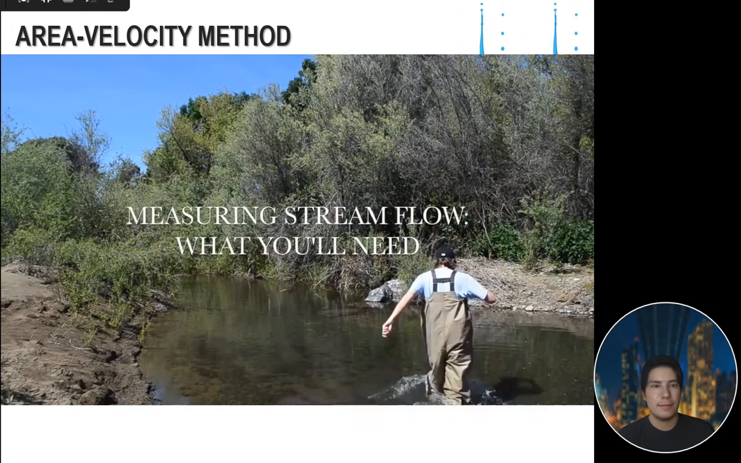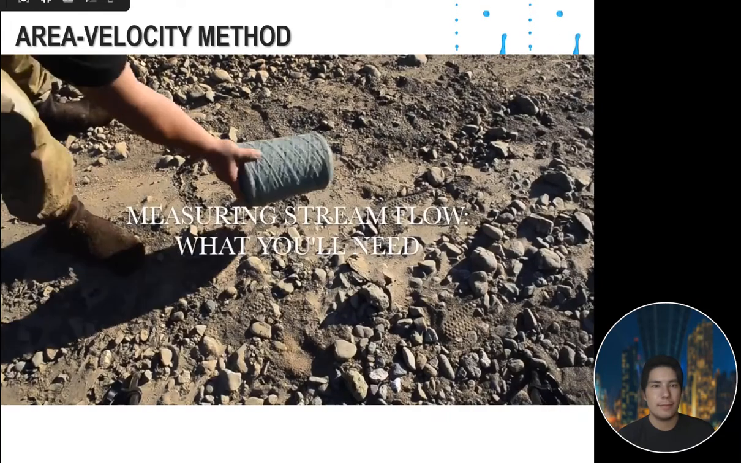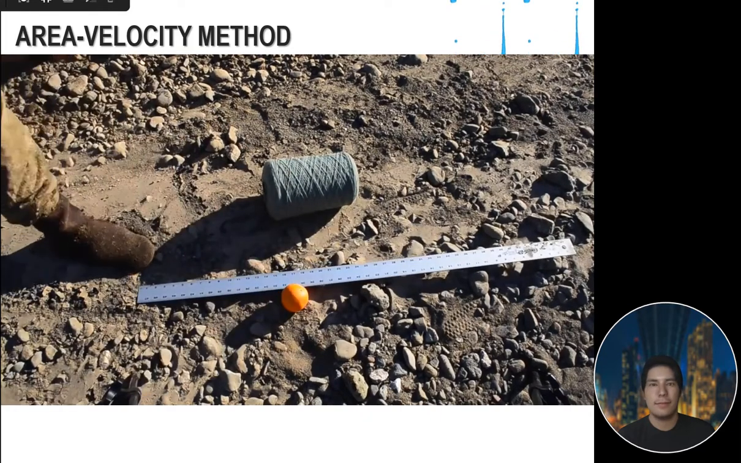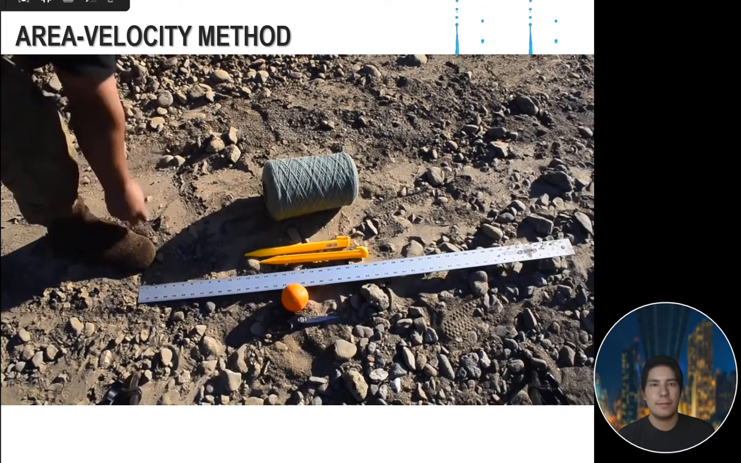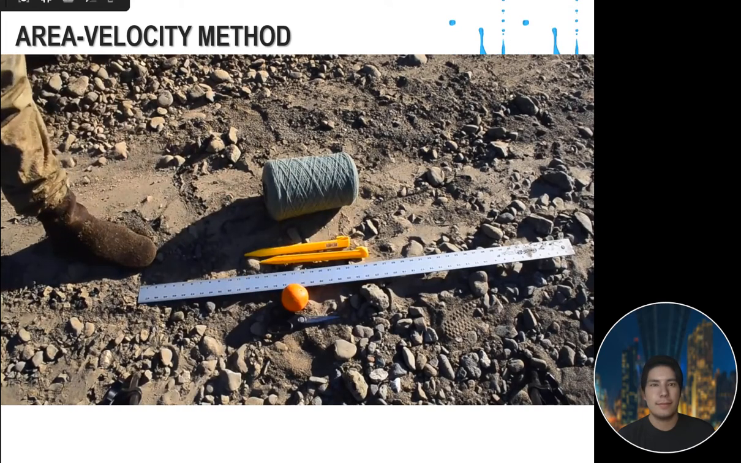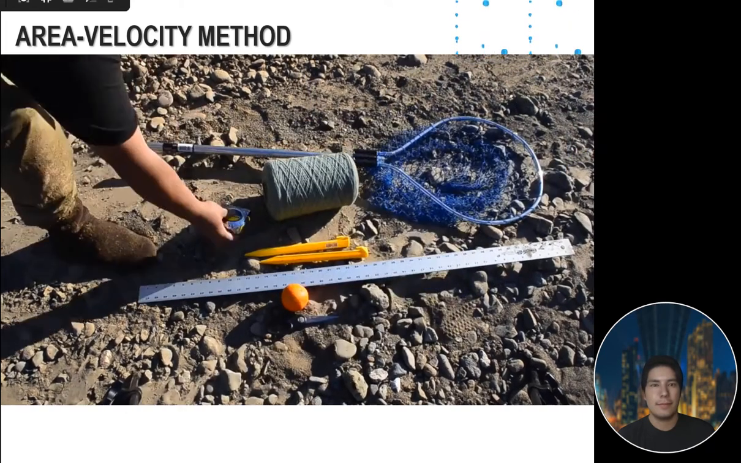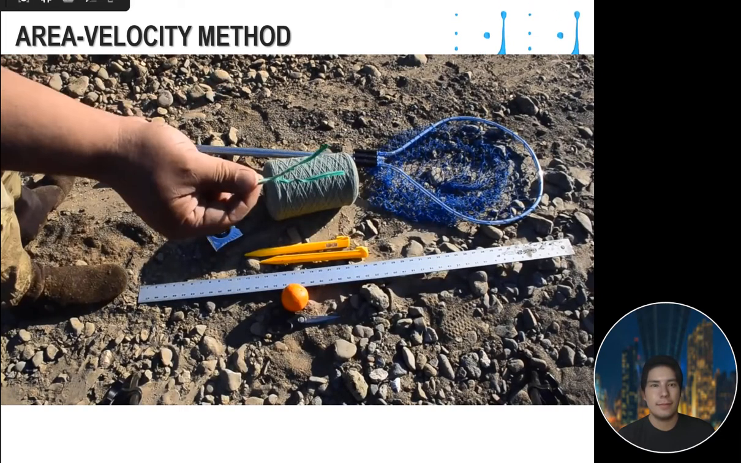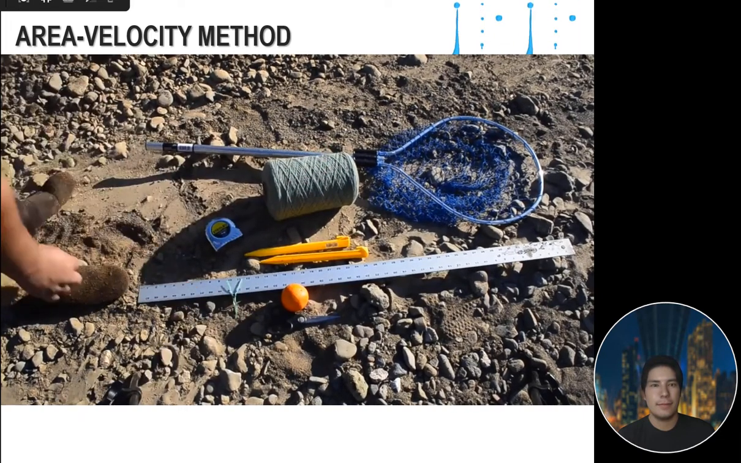Here's a list of the things that you'll need: string, a waterproof yardstick, an orange. You'll also need camping stakes, scissors, a fishing net to get the orange out of the stream, measuring tape, and twist ties. Let's get started, shall we?